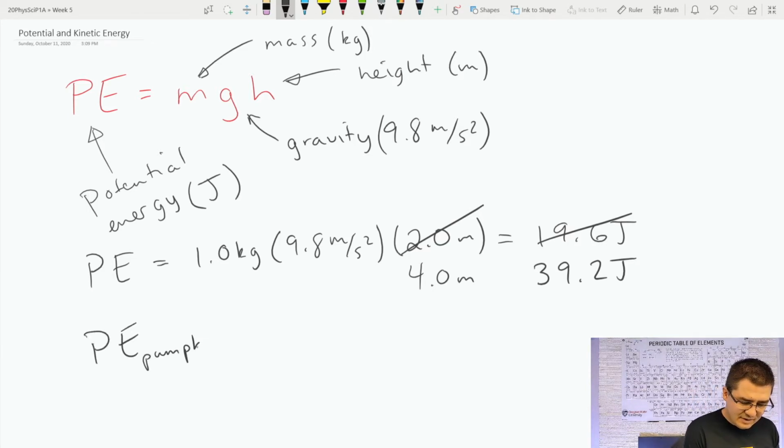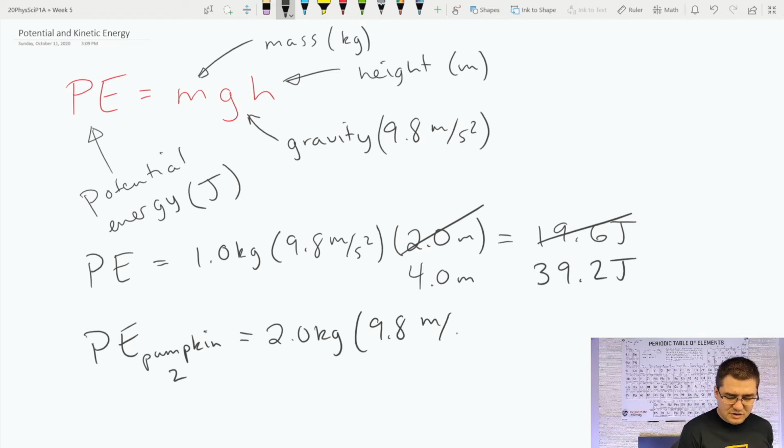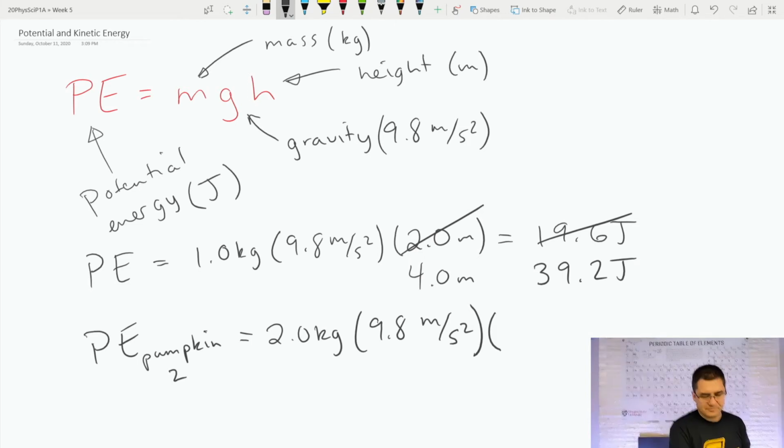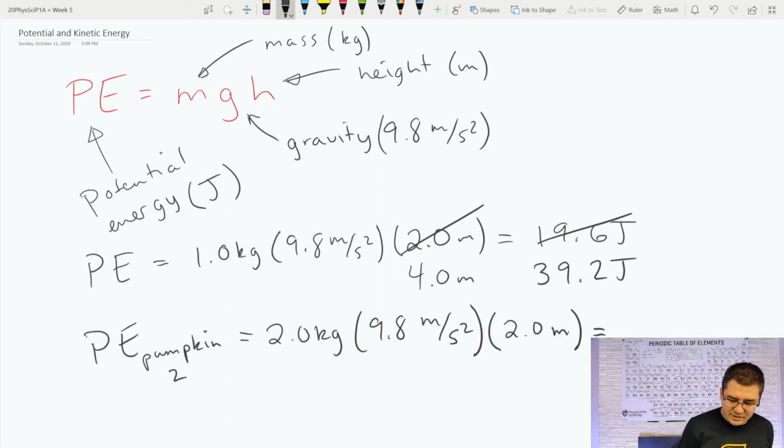Okay. What happens if I calculate the potential energy for pumpkin 2? This one is a 2 kilogram pumpkin, okay, twice the mass. Well, of course, that's going to change M. G stays the same, 9.8 meters per second per second. And let's say, again, I'm holding this above my head. Then that would come out to 2 times 9.8 times 2. Type it all in. That comes out to 39.2 joules.